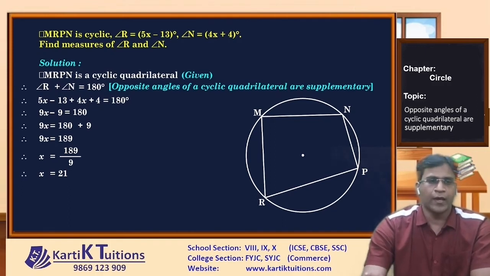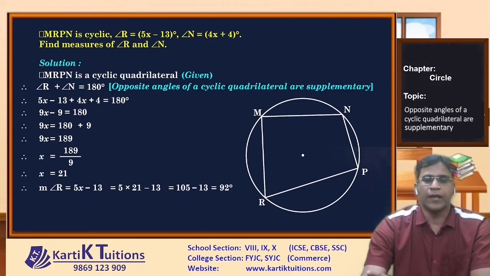Now let's go for angle R. Angle R is nothing else but 5x minus 13. Now instead of x, we can take the value as 21. So it becomes 5 into 21 minus 13. Now 5 into 21 is 105 minus 13. So the answer will become 92 degrees.